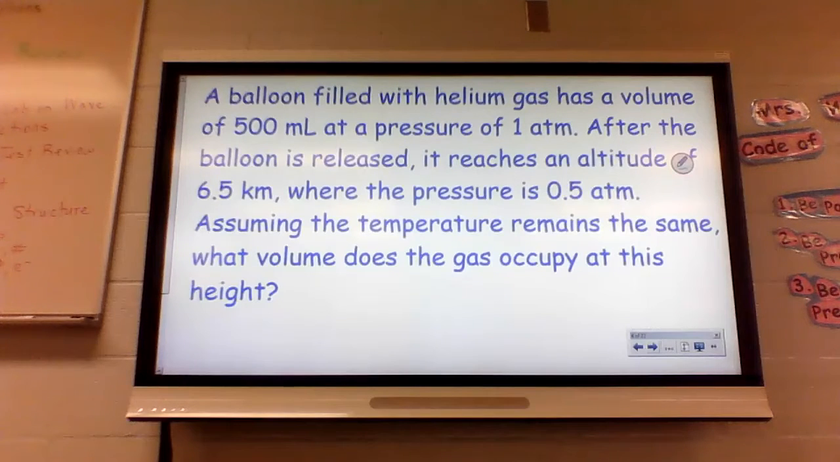So do we have it? I think I plugged in the right things, but I don't know where you get the temperature from. There is no temperature. It says assuming the temperature remains the same. That's how you know it's Boyle's law. Formula to use. That's what I mean. Because of this.